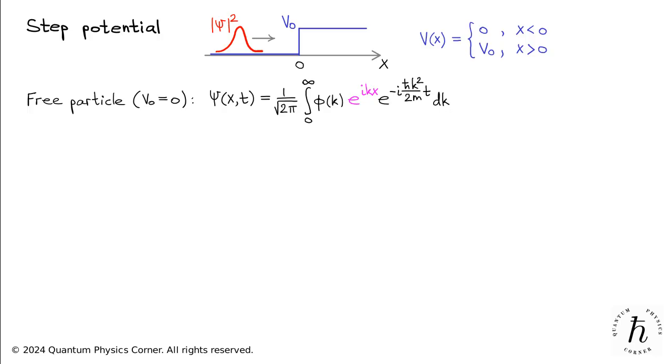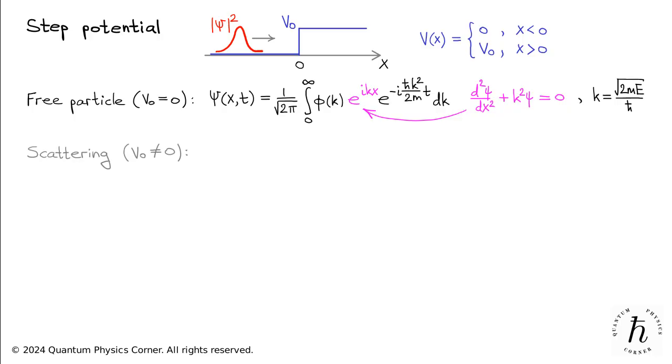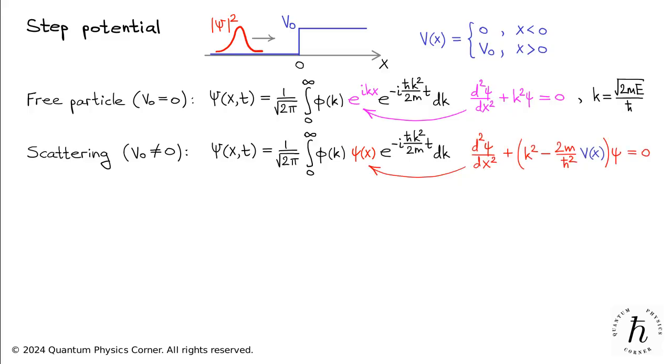Recall that this plane wave was derived as the solution to the time-independent Schrödinger equation, which can be written in this form. Here, k is proportional to the square root of the energy E, which appears in the Schrödinger equation in its standard form. In the scattering case, when V sub 0 is non-zero, the particle's wave function is given by a similar integral over k. The only difference from the free particle case is that now the spatial part of the integrand, denoted by lowercase psi of x, is the solution to the time-independent Schrödinger equation that accounts for the potential function V of x.